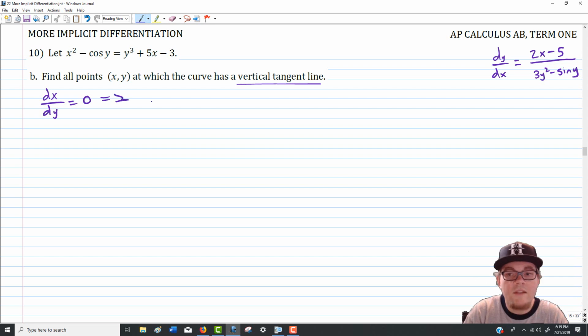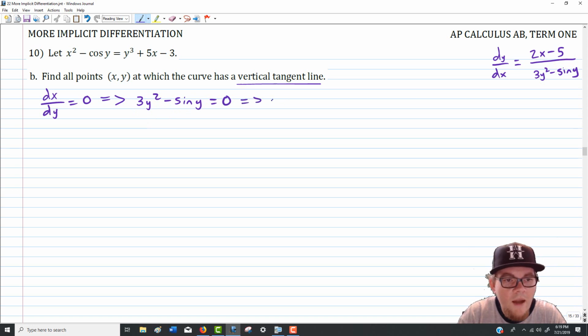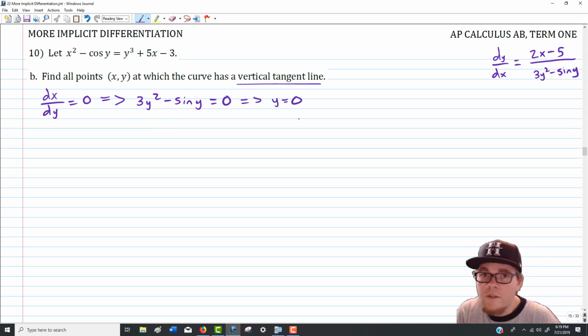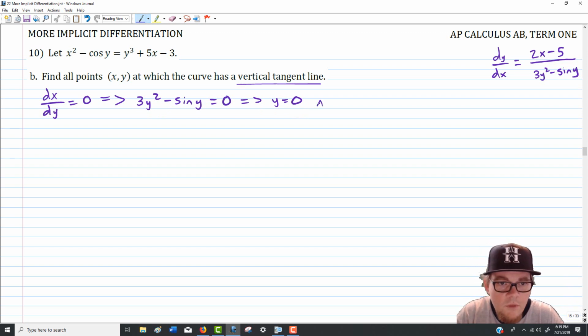And if dx/dy equals 0, that tells me that 3y squared minus sine of y has to equal 0. So we're looking to find the zeros of this equation. Now right off the bat, I'll tell you this much: y equals 0 is one such solution, because sine of 0 is 0, and 3 times 0 is equal to 0 as well. So that gives us our first one.